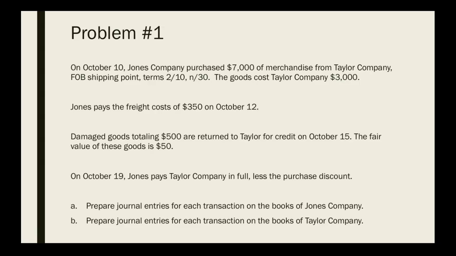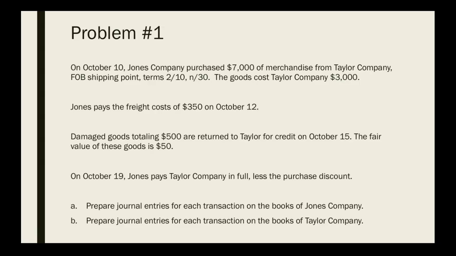And then it goes on and says the goods cost Taylor Company $3,000. So Taylor Company is our seller here in this case. So these goods cost them $3,000. They're selling them for $7,000. So now we can move on to this next part.